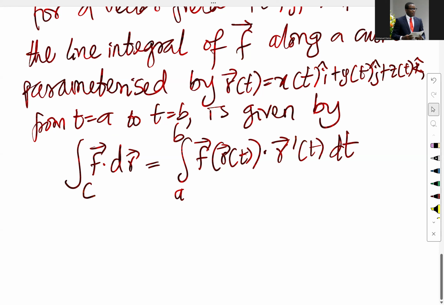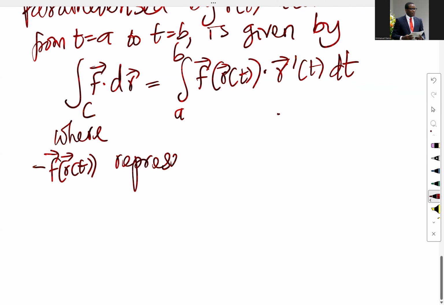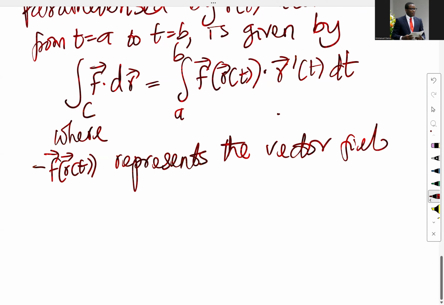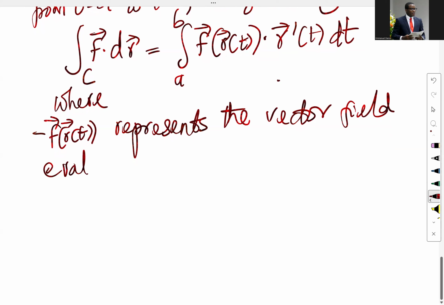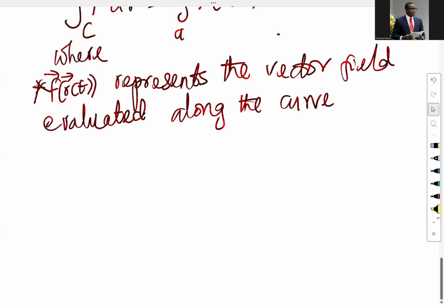And then we have the components. We have to explain the components. So we say where F of r of t represents the vector field evaluated along the curve.